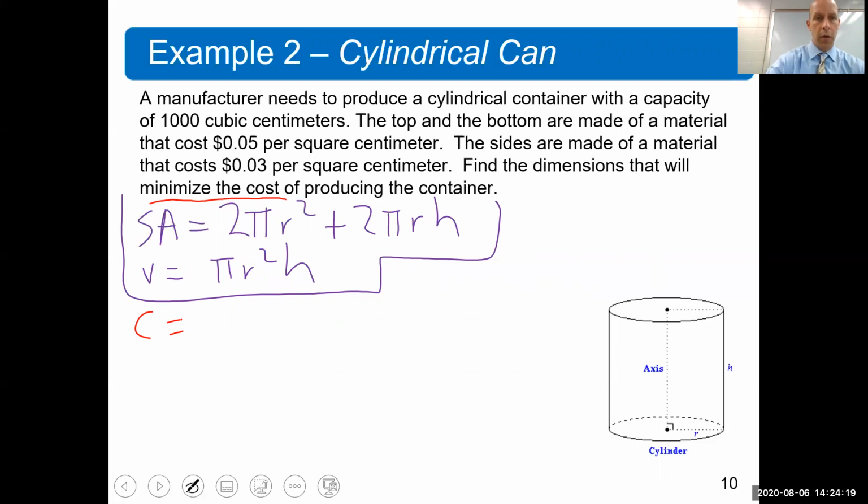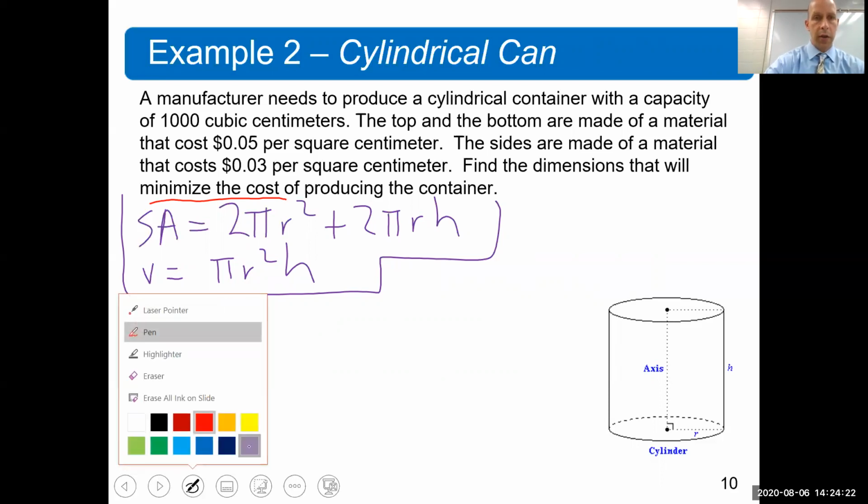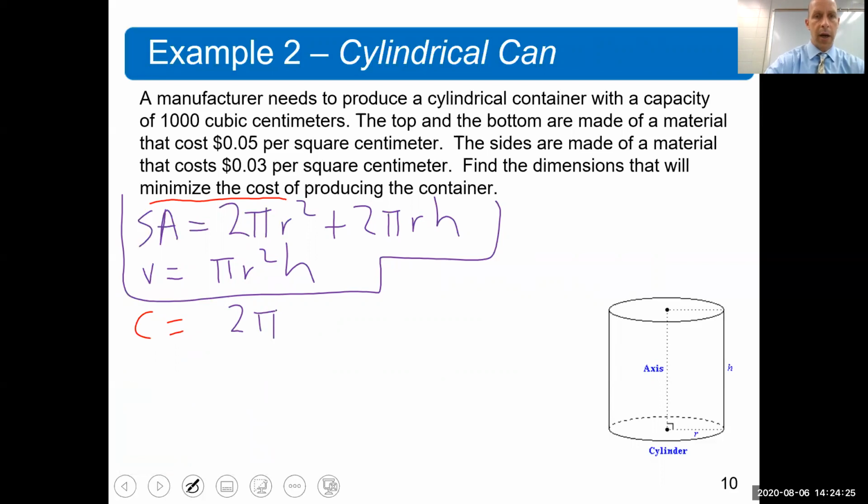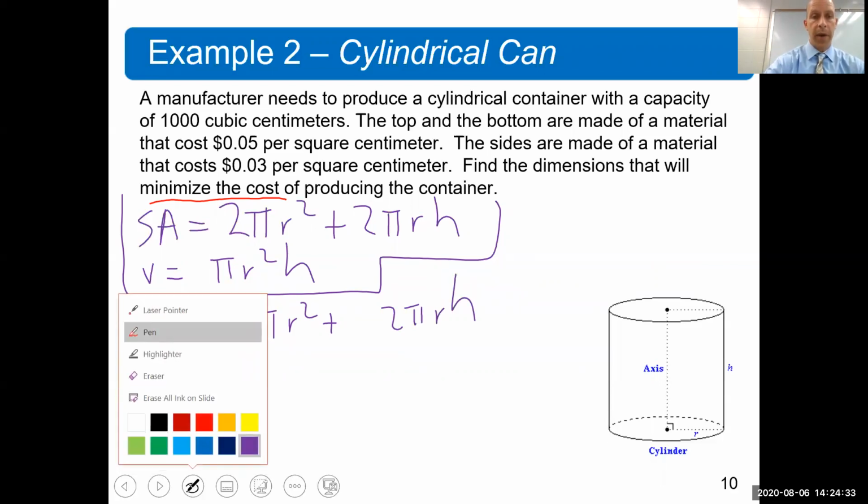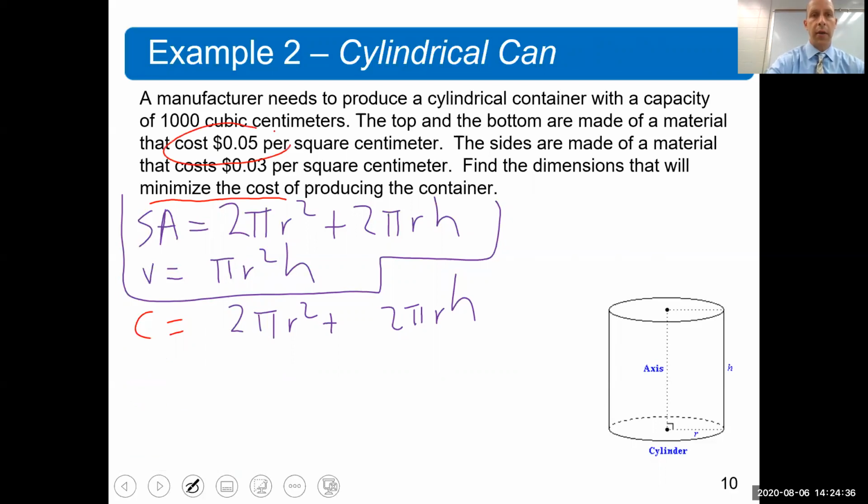So I'm going to have to use the same thing that I used just a second ago: 2 pi r squared plus 2 pi r h. But now we've got to add some information to it. I'm going to do this in red. Notice that they're telling us the cost of the top and the bottom is 5 cents per square centimeter. So I'm going to put 0.05 here in front of the 2. And you can probably guess what I'm going to put here for the sides. So remember, this was the top and the bottom, and then this is the lateral surface area. So I'm going to put 0.03 in here.